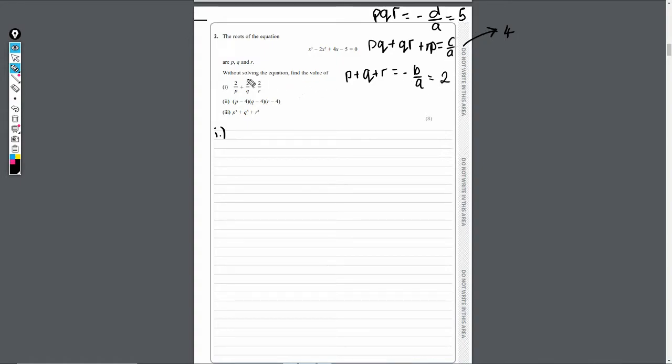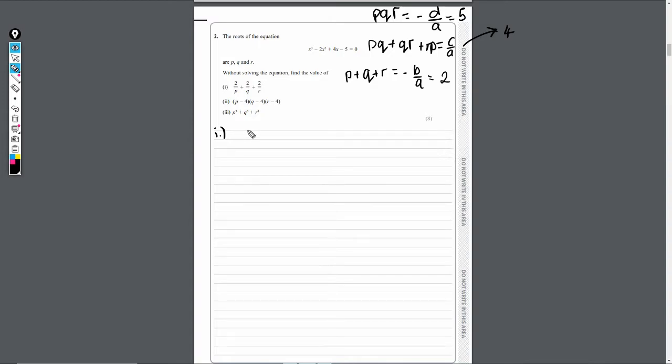Now we need to find the value of these 3 expressions here. So 2 over p plus 2 over q plus 2 over r. This one is pretty straightforward compared to the last one especially. This is very common for the cubic one. If you've gone through the Core Pure 1 and 2 textbooks, you'll have come across this form before. Okay, so this is very common.